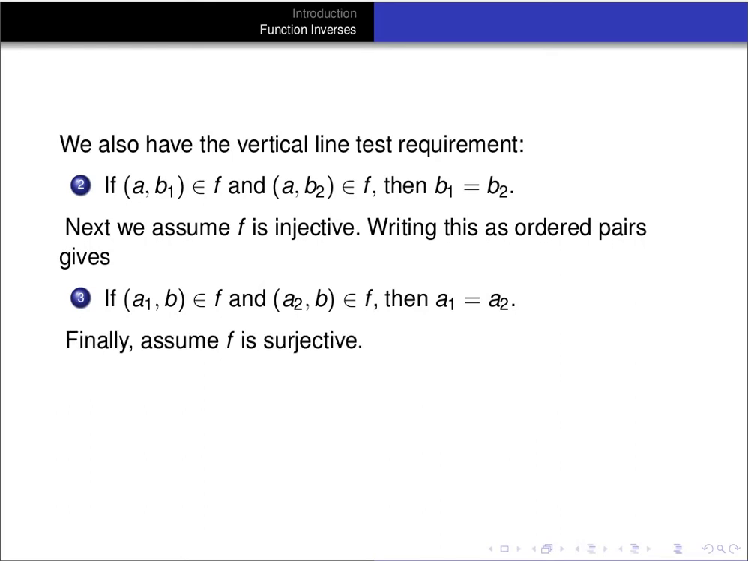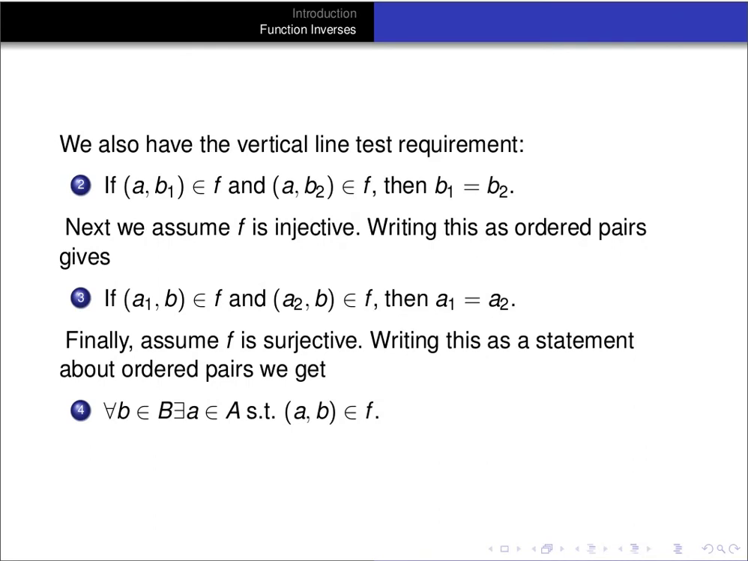And finally, assume that F is surjective. So we can write this as a statement about ordered pairs, and we'd get that for all b in B, there is some a in A so that (a, b) is in F. Okay. So we've written all these properties of F as their ordered pair definitions so that we can easily use them when we define G.